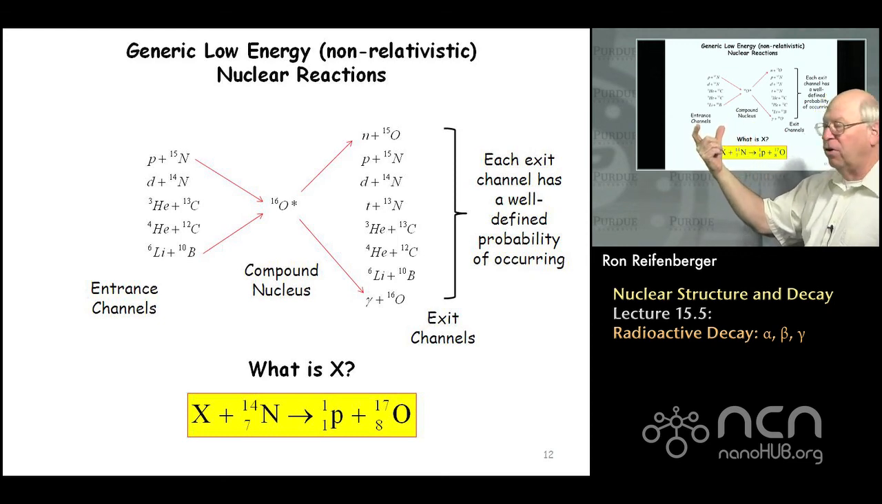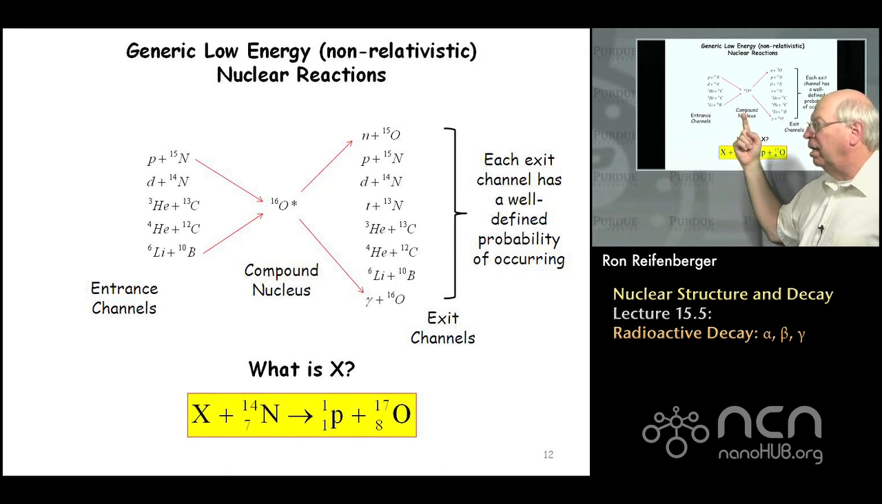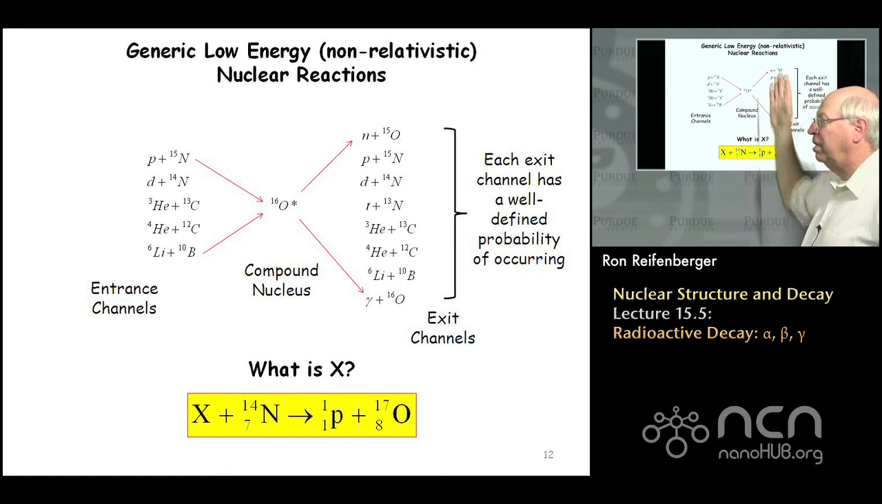It's useful to refer to these nuclear reactions in terms of an entrance channel in which you've got two things that are being combined. These two things combine to form something called a compound nucleus, which is in a very excited state. And then that compound nucleus decays and emits a variety of different charged particles in what is often referred to as exit channels. So each exit channel has a well-defined probability of occurring. These numbers have been measured experimentally.